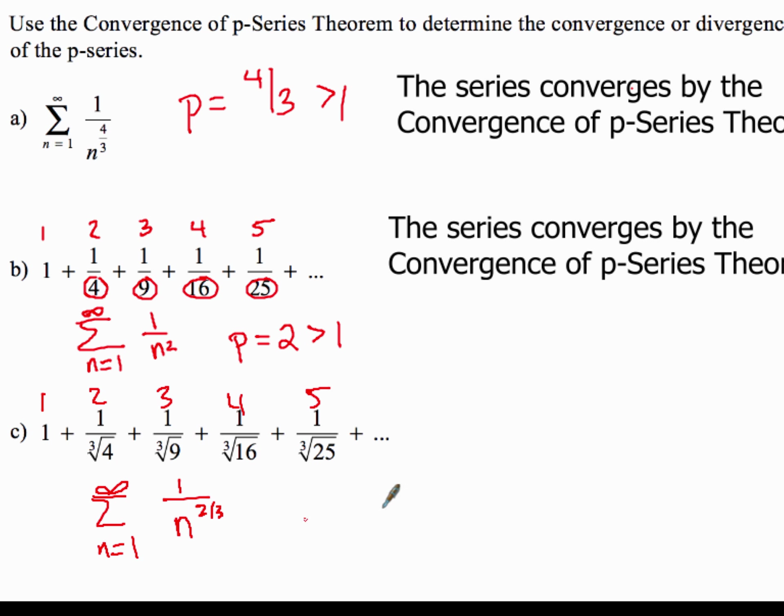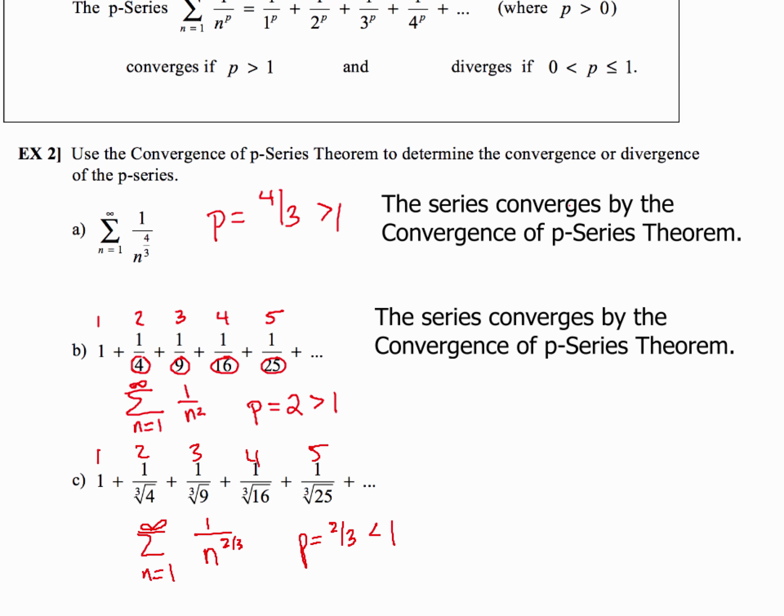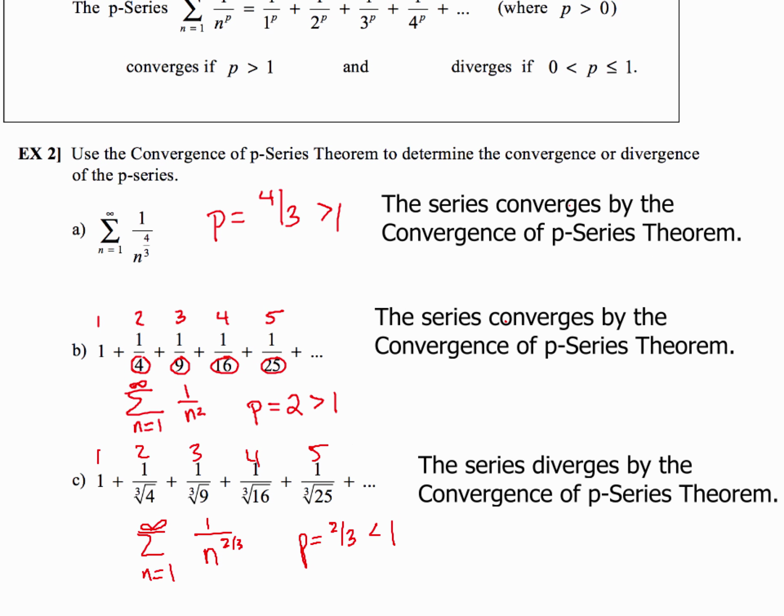So again, we're going to analyze the p-value, which is just the exponent, and the exponent is 2/3. So if p has a value of 2/3, how does that compare to 1? Well, that is less than 1. So that means, in this case, our series is going to diverge by the convergence of p-series theorem.